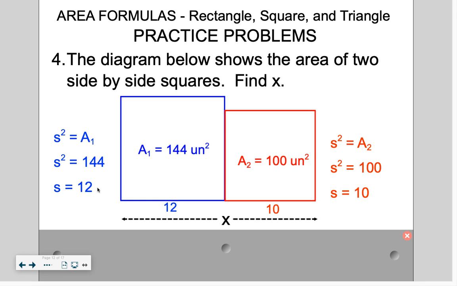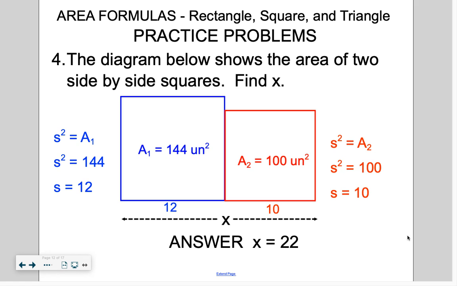All right, so that bottom side for the blue square is 12. Bottom side for the red square is 10. How do we get x? Well, hopefully you would add them together, and you would get 22.